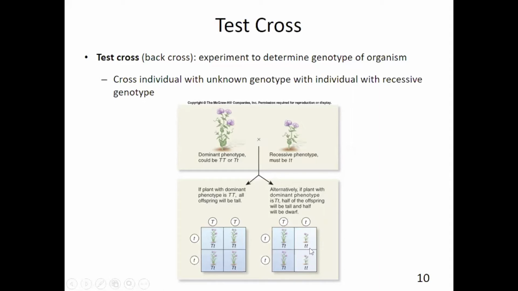and be short. So if you don't know what genotype your parent plant is, you can cross it with a plant that has the recessive phenotype. And if you get all offspring that are of the dominant phenotype, it's likely that your parent plant was a homozygous dominant parent plant. On the other hand, if you perform the cross and you get 50% of the dominant phenotype and 50% of the recessive phenotype, this indicates that your parent plant was a heterozygote.